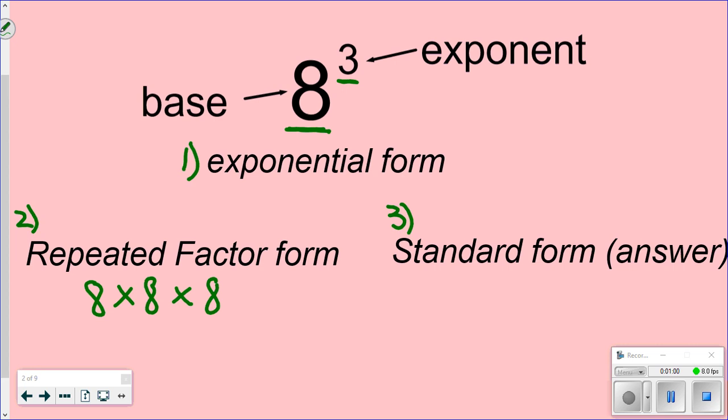Every year I have people say, oh, the answer is 24. Well, the answer is not 24. It's not 8 times 3. It's telling us that we're going to multiply 8 by itself 3 times. So this is what repeated factor form would look like, just writing it out so we could see visually what it looked like. Now, standard form is actually what the answer is.